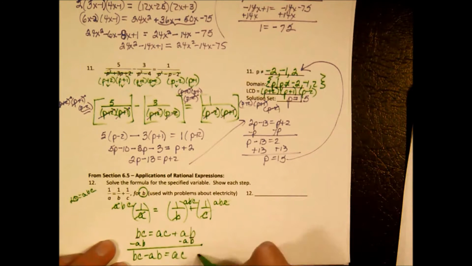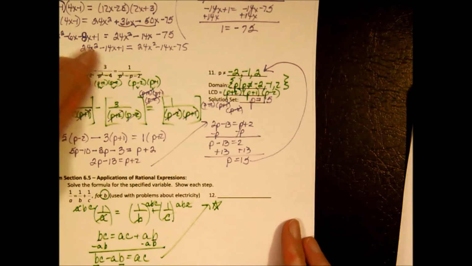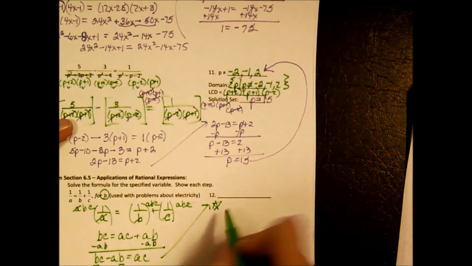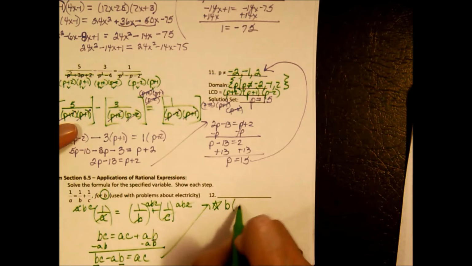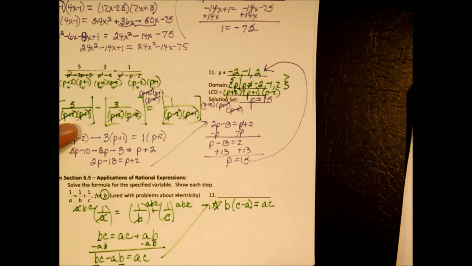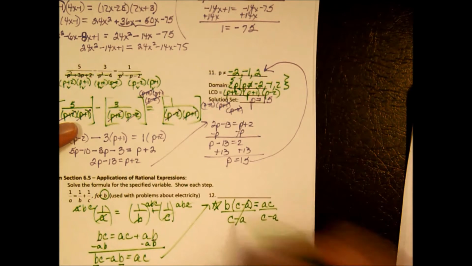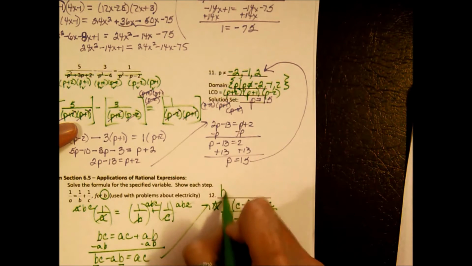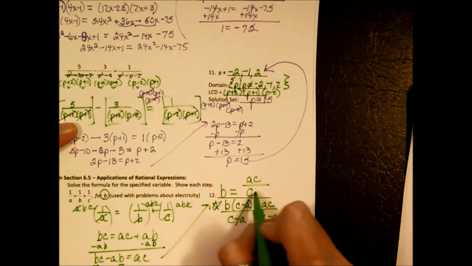And this next step is the key to the whole thing. I have two of the B's that I'm looking for, and I need to get down to having just one. So in order to do that, we're going to factor out the letter that we are looking for. So B times C minus A equals AC. And now I just divide by the coefficient of B. And I get B equals AC over C minus A.